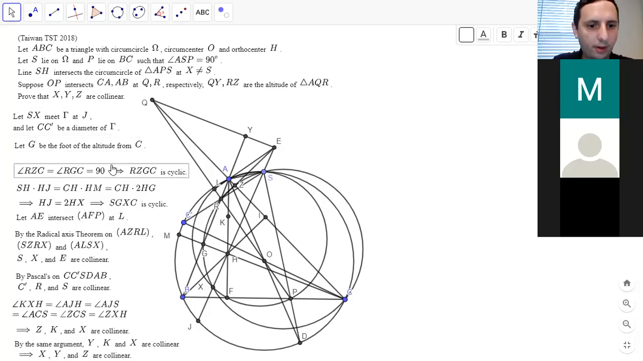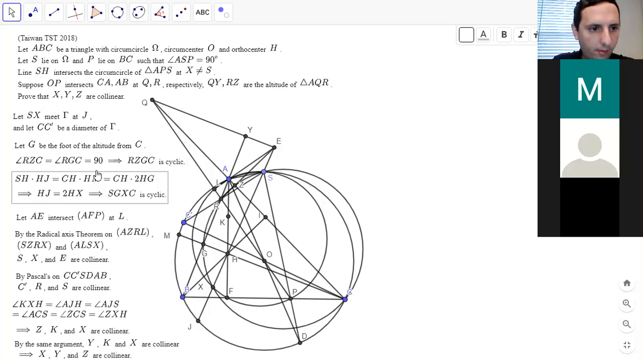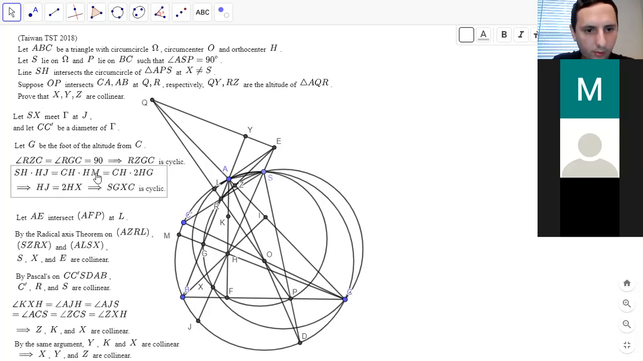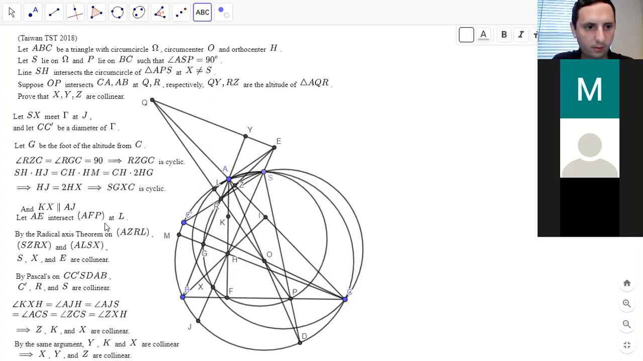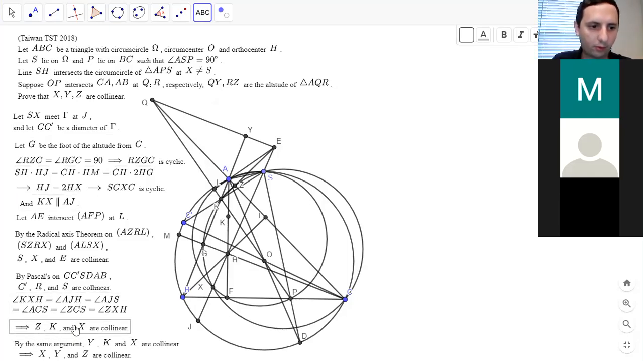Interesting. So I want to add one note. Once we showed that HJ is 2HX, then we have KX is parallel to AJ. We'll just add that right there. We just make some room, because sometimes on YouTube the very bottom line doesn't show. So I'm just making some room and then I'll move on to the next problem.